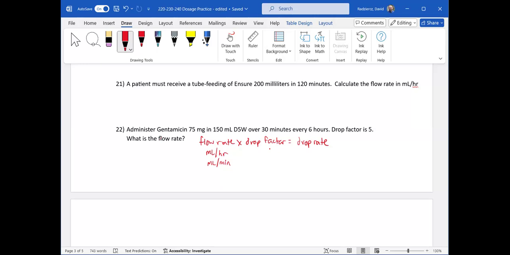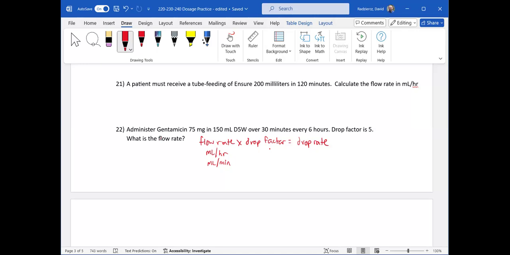The reason I tell you the mL per minute is because if you have it in mL per minute, leave it as is. Like this question says 150 milliliters, 30 minutes. Don't convert that to milliliters per hour, just not yet.